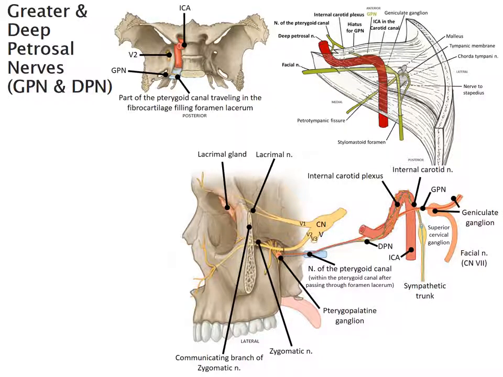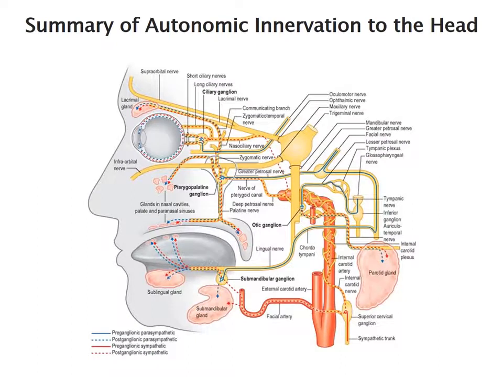In general, all the glands above the oral cavity are supplied by parasympathetics which are conveyed through the greater petrosal nerve. Glands below the oral cavity are supplied by parasympathetics which are conveyed through the chorda tympani nerve. At this point, you have now been exposed to all the pathways by which parasympathetics are conveyed to the various glands of the head. Use this slide as a reference slide to review the various pathways.